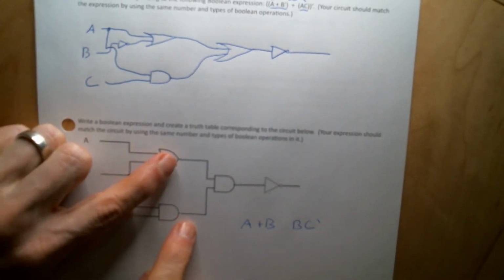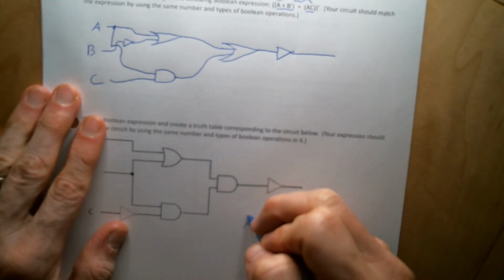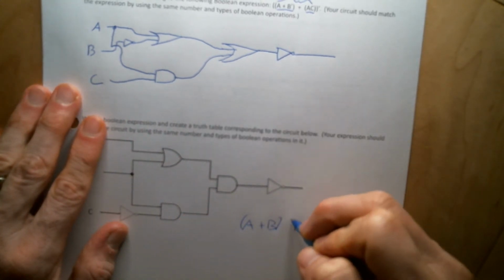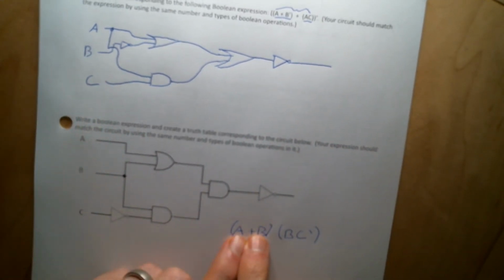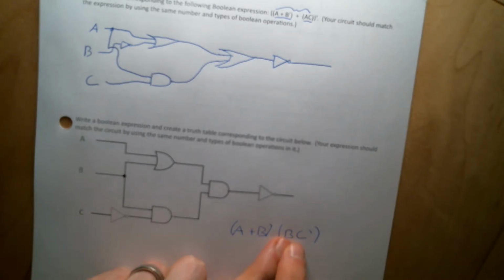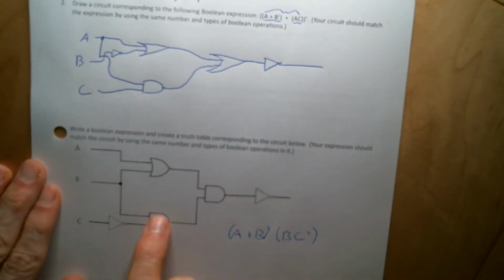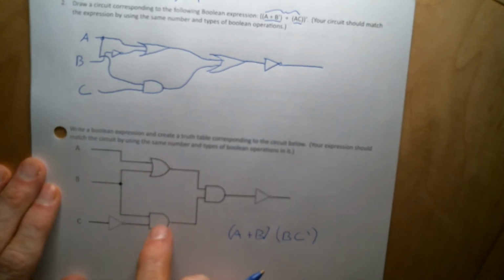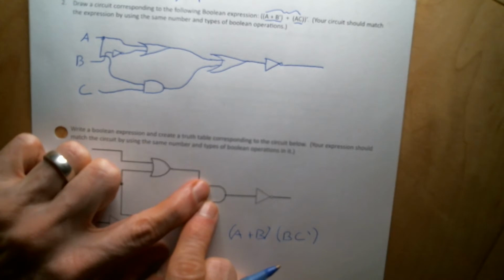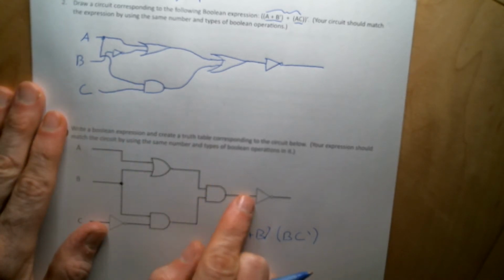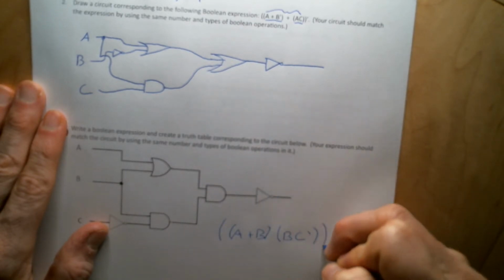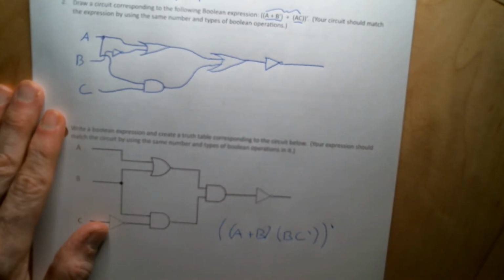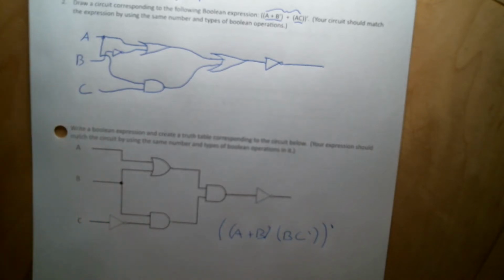Then both of these feed into an AND gate, which means that this piece is going to end up getting multiplied by this piece. So I've got A plus B being ANDed together with B times C naught. Here's the B times C naught. Here's the A plus B. Those are both feeding into an AND gate, which is multiplication. And then the result of that is being negated. So I'm going to put an extra set of parentheses around this whole thing and then throw a negation on the outside there. All right, so that's kind of going in the other direction.